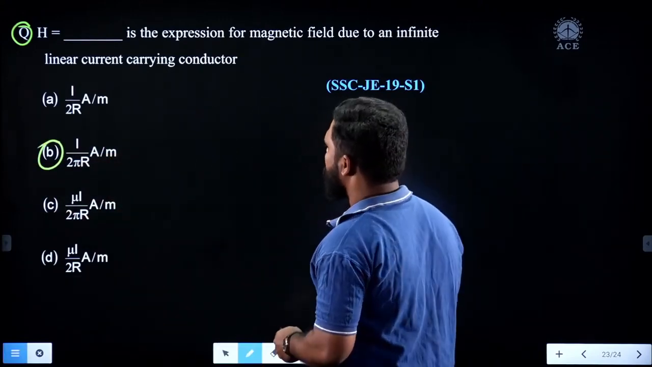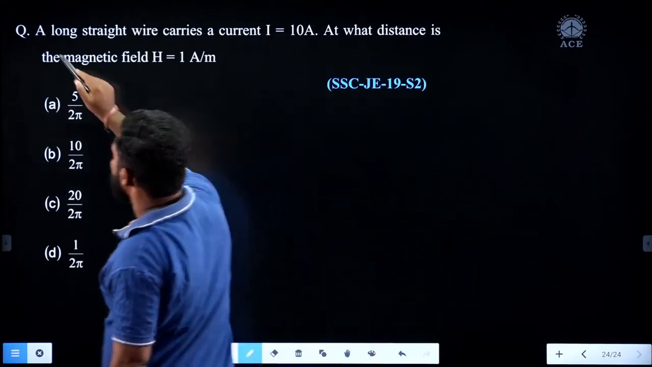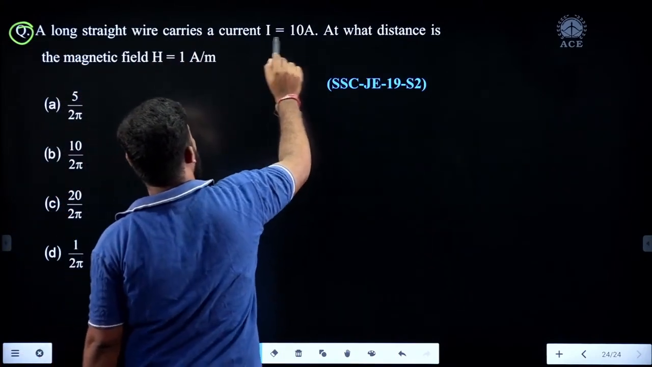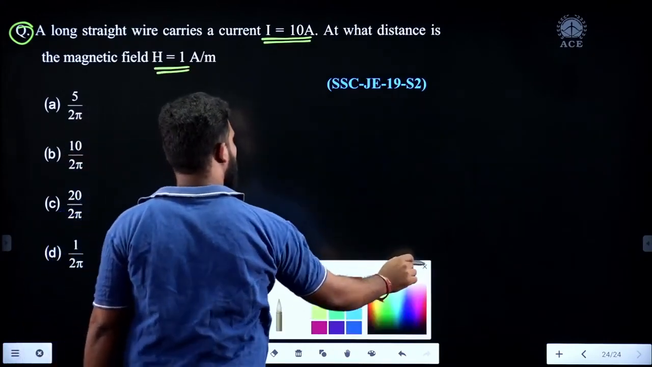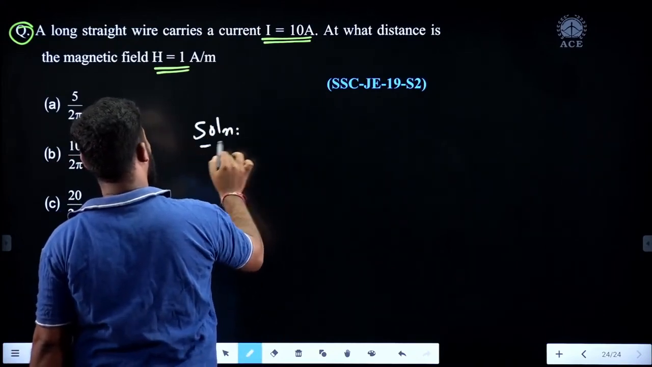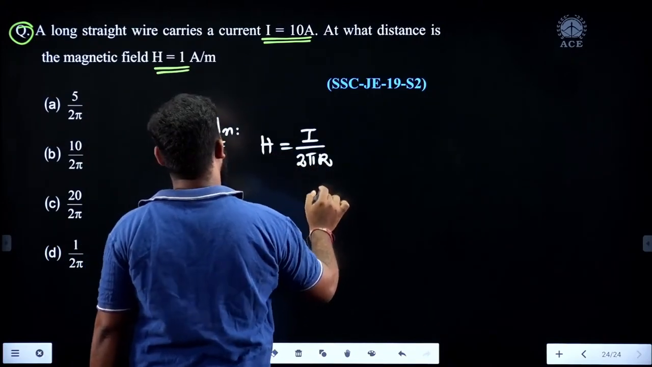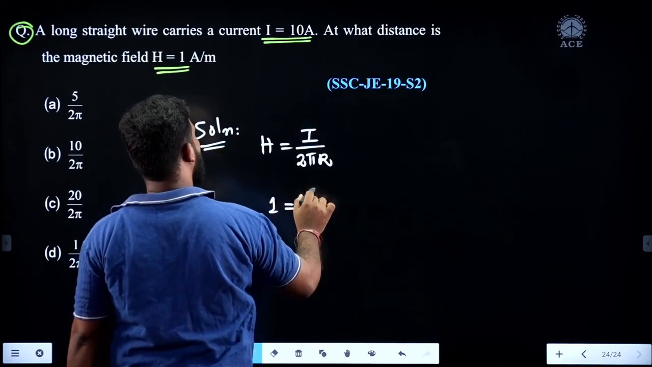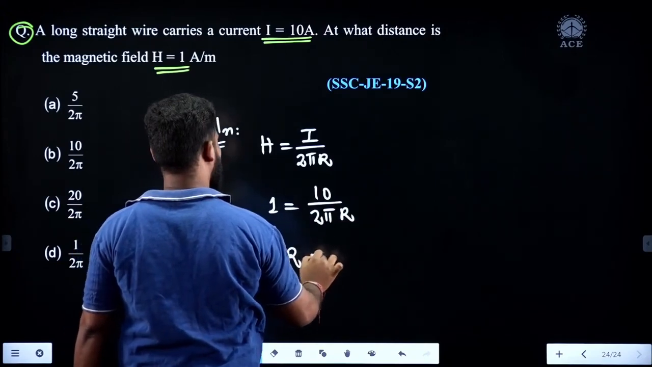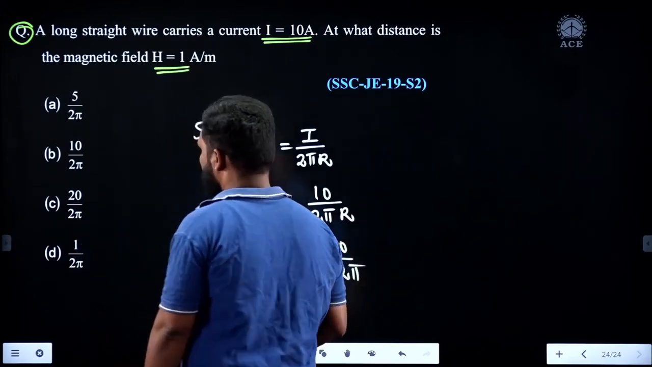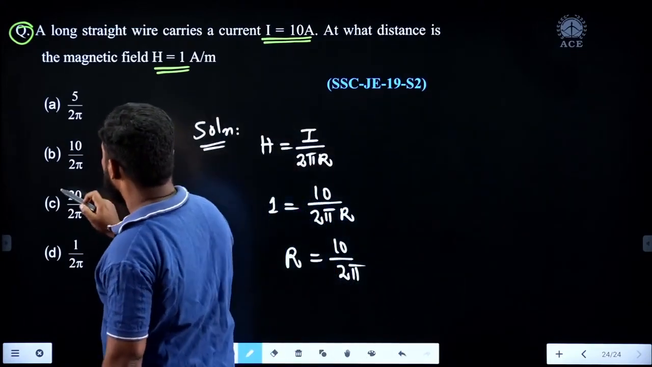Yes. Okay. There is one more question. A long straight wire carries a current I equal to 10 amperes. At what distance is the magnetic field H equal to 1 ampere per meter? So what is the magnetic field due to a long straight wire? H is equal to I by 2 pi R. How much is the H? It is 1, which is equal to 10 divided by 2 pi R. So R is equal to 10 by 2 pi. Option B is the answer.